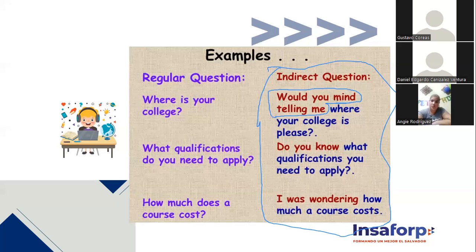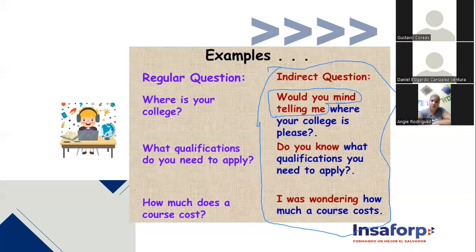The direct one is, how much does a course cost? And then we don't say "does" in the next, indirect one. We say, I was wondering, which is the introductory phrase, how much a course costs? And then we add the S sound because it's third person. A course is it, so we need to say costs. So that's the way it works.